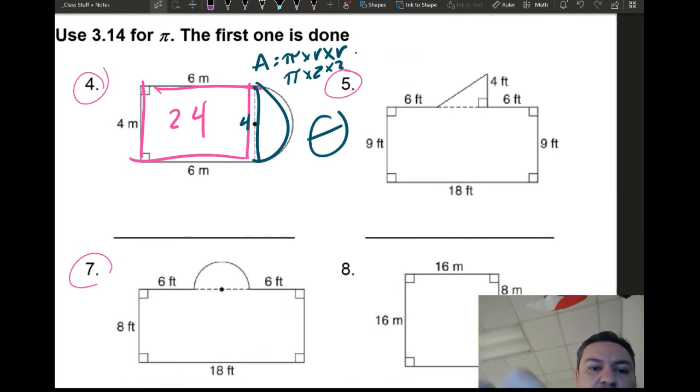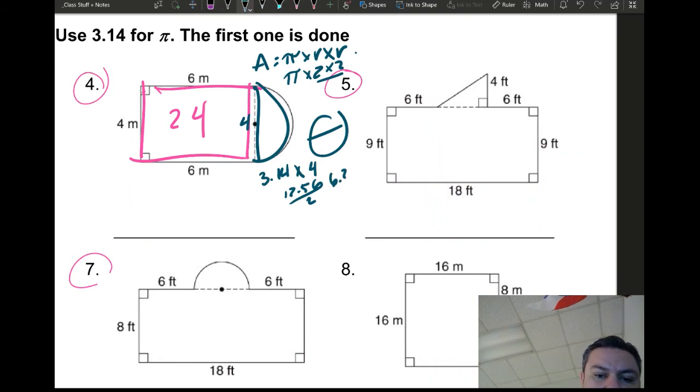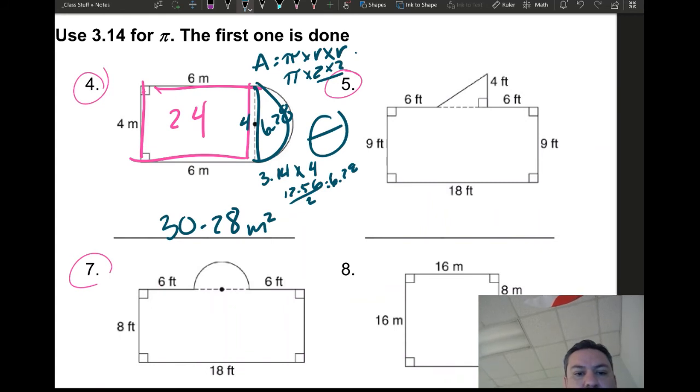So this is 3.14 times 4. Why 4? Because 2 times 2 is 4, which is 12.56. However, you only have half of the circle, so you got to divide that by 2, which is 6.28. Okay, so this is 6.28. Add them together, so this is 30.28 meters squared. Why did I divide by 2? Because I have half a circle.